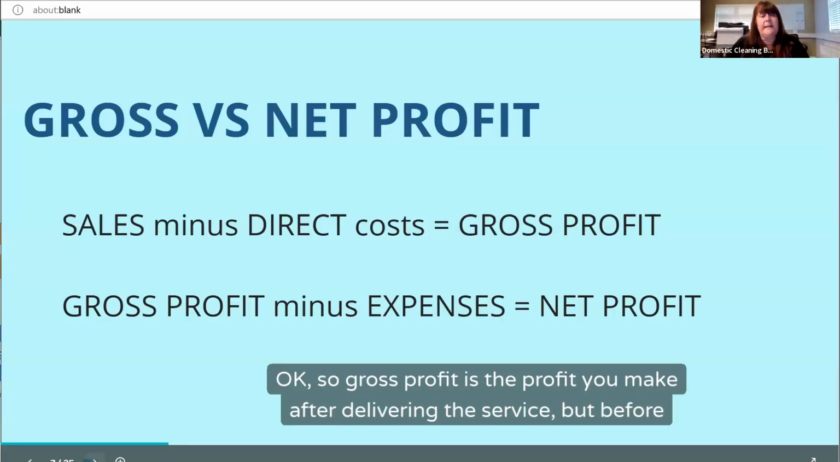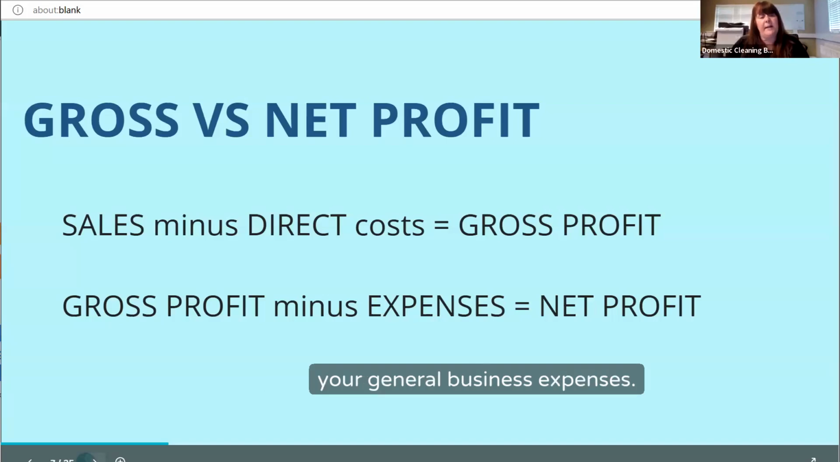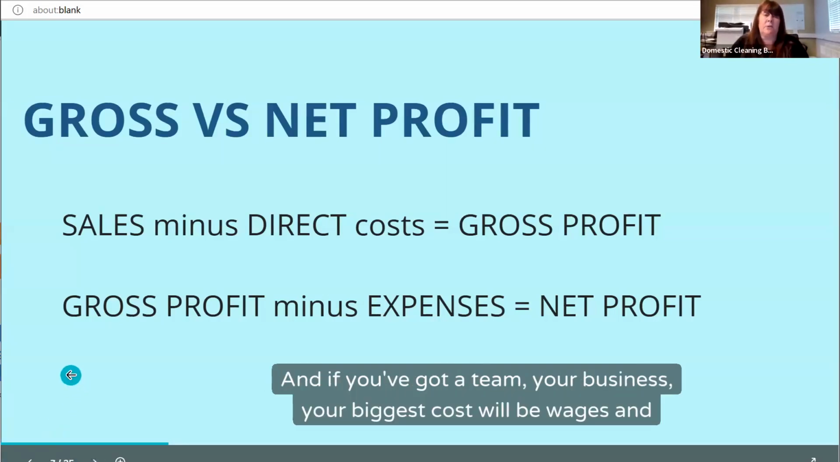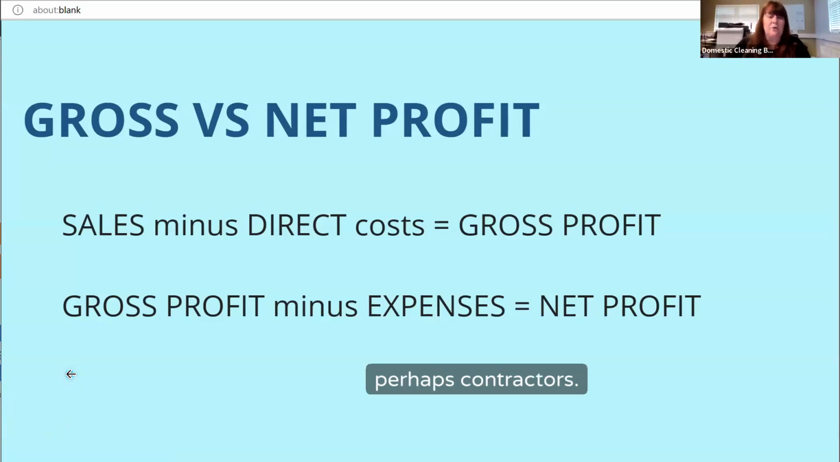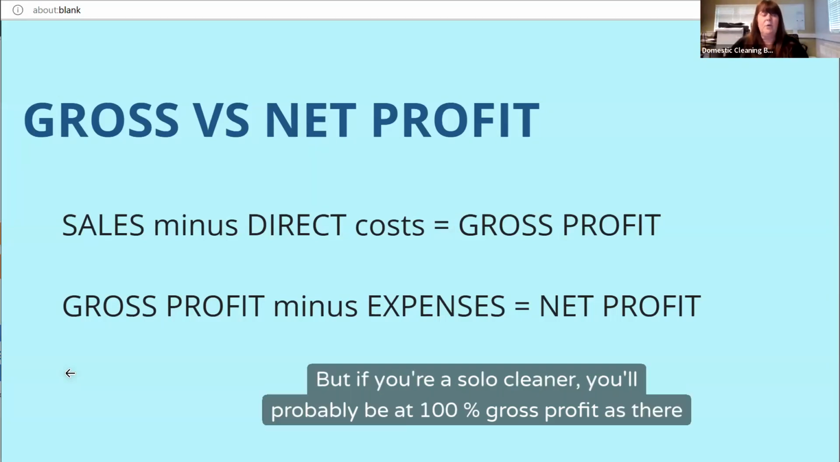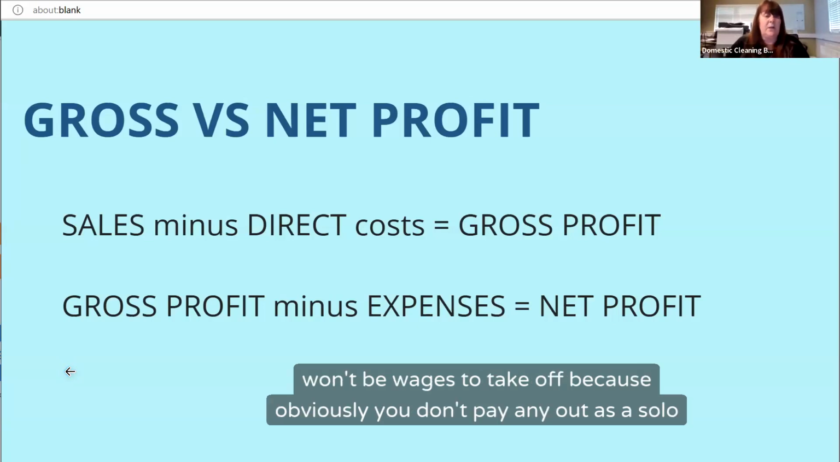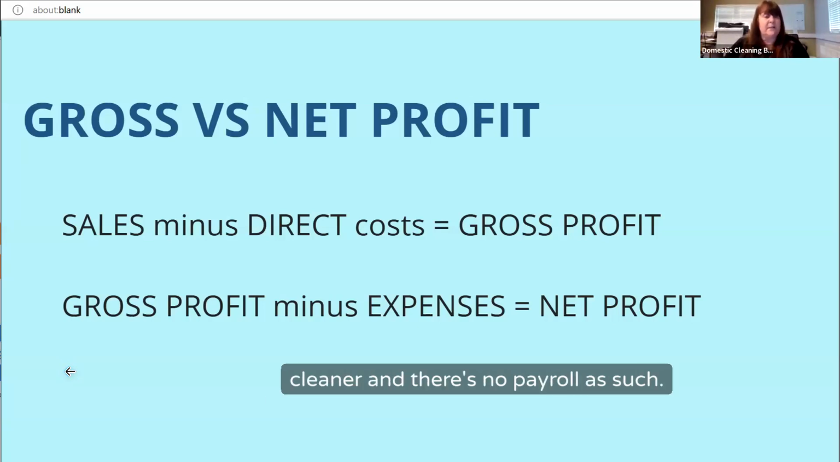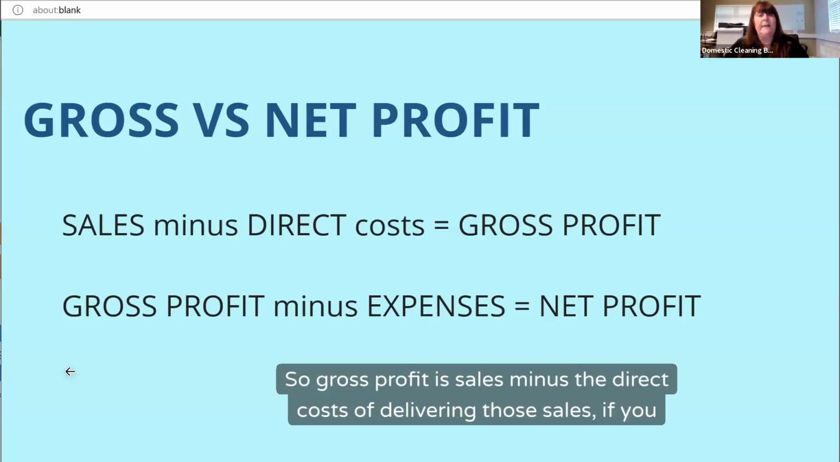So gross profit is the profit you make after delivering the service, but before your general business expenses. And if you've got a team, your biggest cost will be wages and perhaps contractors. So sales minus those direct costs will be your gross profit. But if you're a solo cleaner, you'll probably be at 100% gross profit, as there won't be wages to take off, because obviously you don't pay any out as a solo cleaner, and because there's no payroll as such. Gross profit is sales minus the direct costs of delivering those sales, if you like.